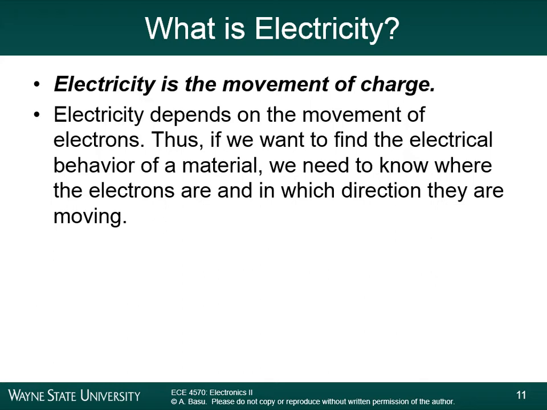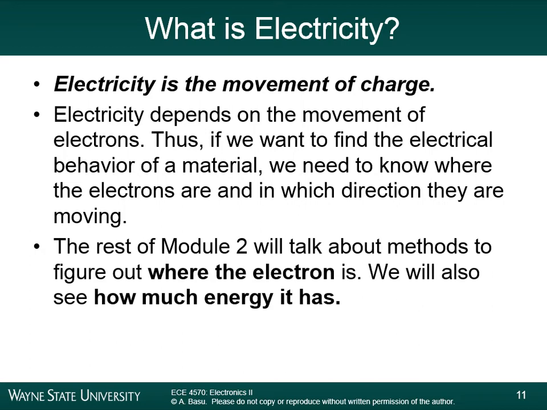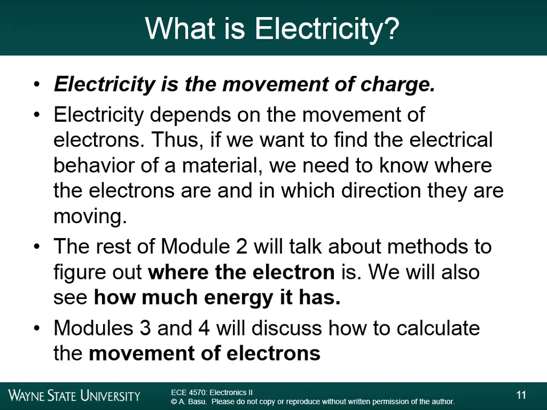So this module is sort of answering the first question, where the electrons are located. So we're going to talk about methods to figure out where the electron is, and we'll also talk about methods to see how much energy the electron has. And we're going to introduce the concept of energy band diagrams, of orbitals. We'll get more into energy band diagrams next module, but here we're going to talk about the basic concept of an energy diagram. All right, modules 3 and 4 are going to get more into how electrons move through semiconductor materials.